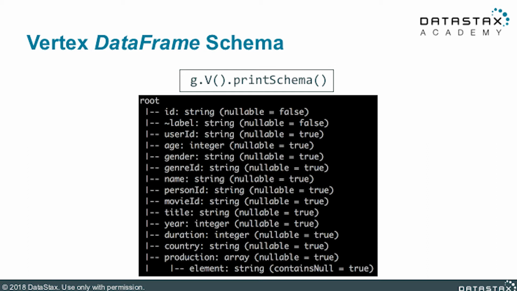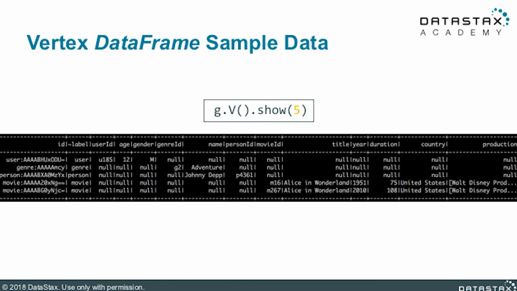The production column is a bit unique as it corresponds to a multi-property and its data type is the array of strings. Based on the columns, you can see that this data frame is used for vertices of different types. In our case, users, movies, people, and genres. Using DataFrame's method show, we can take a look at the actual column values in the first 5 rows. We have rows corresponding to user u185, genre Adventure, person Johnny Depp, and 2 Alice in Wonderland movies.